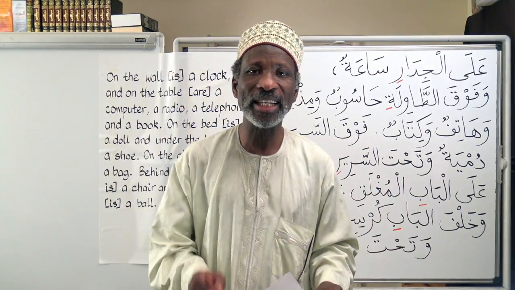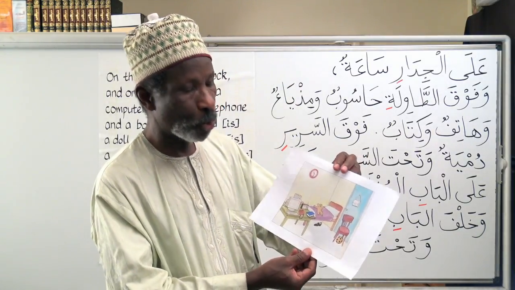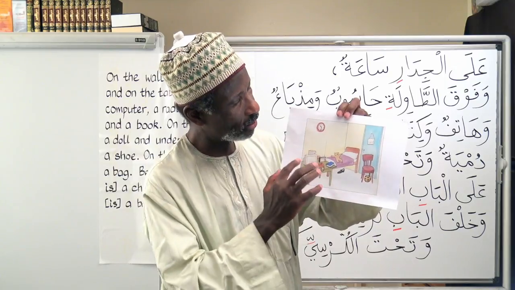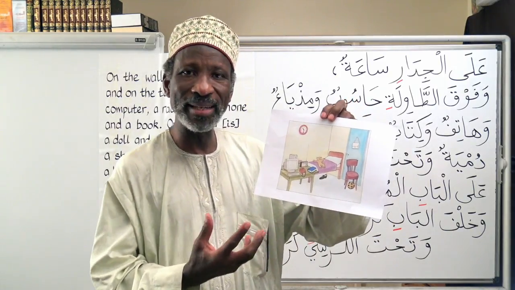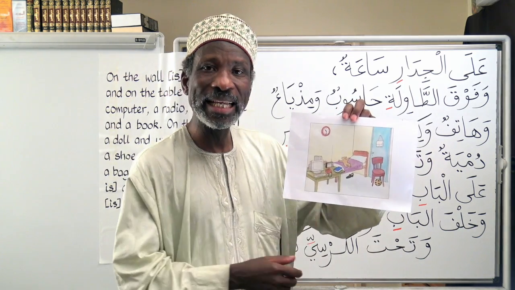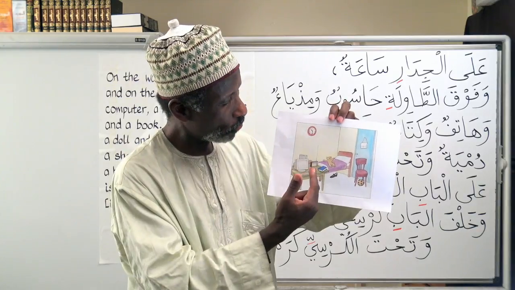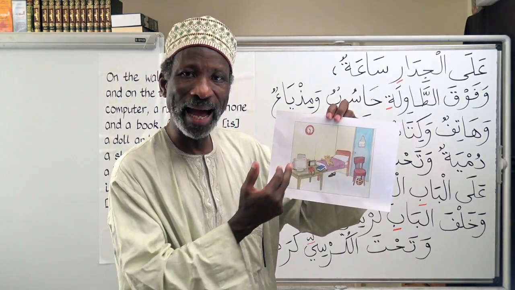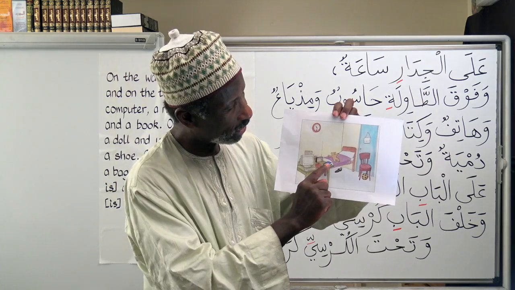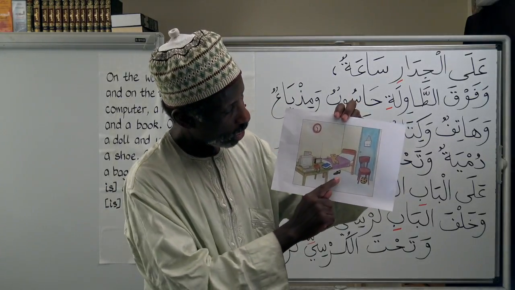Now let's do exercise 25 together, and it's on page 34. Again, there is a picture that you are looking at to do exercise 25. What you need to do is identify the items and remember their names in Arabic, such as you have sa'atun, you have a wall is jidarun, and table tawilatun.